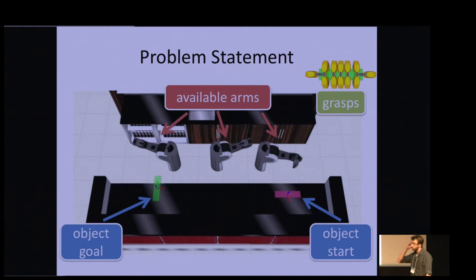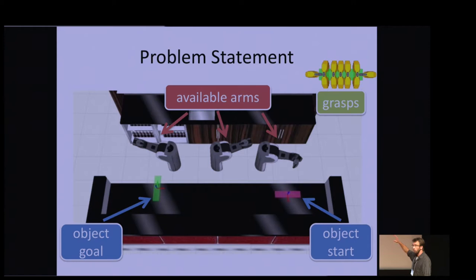So here we have an example of this futuristic bar. We want to move this tray from the left side of the bar to the right. In pink, we see the initial pose. In green, we see the goal pose. And it must be happy hour. We have a lot of bartenders. We have three arms working this bar, okay? So the planner will decide, is one arm needed, or is all three needed, or is two needed? The planner will make that decision.